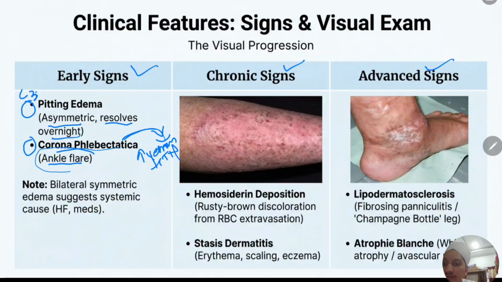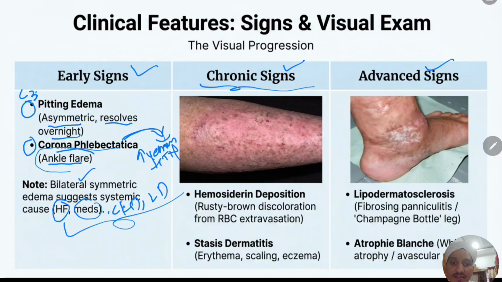Note that bilateral symmetric edema suggests a systemic cause, for example heart failure, medications, CKD, or liver disease. Bilaterally it can be chronic venous insufficiency, but more commonly it will be unilateral. Bilaterally, your differential diagnosis should include heart failure, kidney disease, liver disease, and medications. All these things you should include.